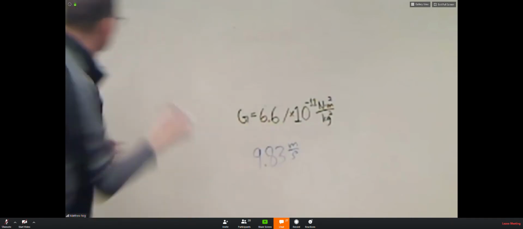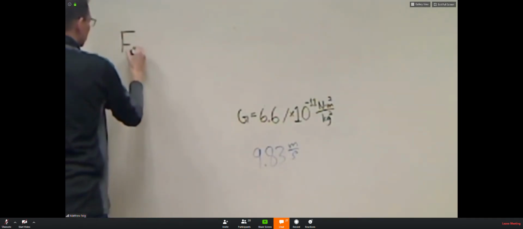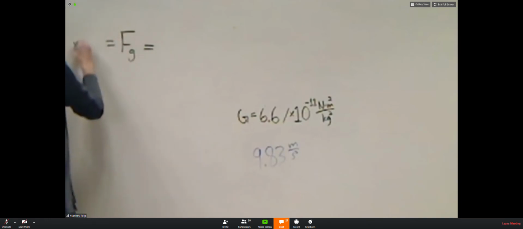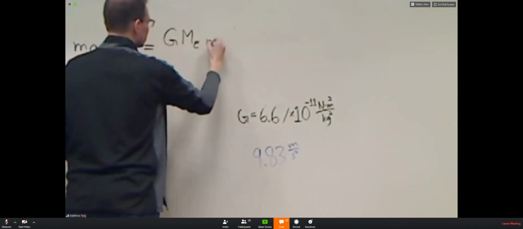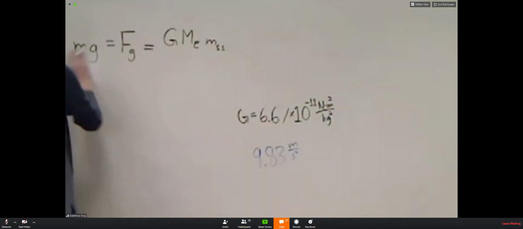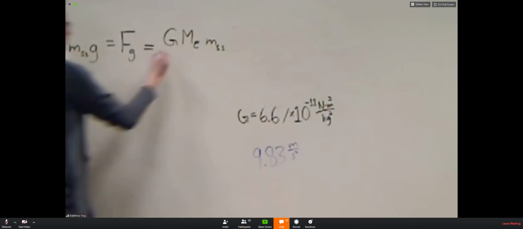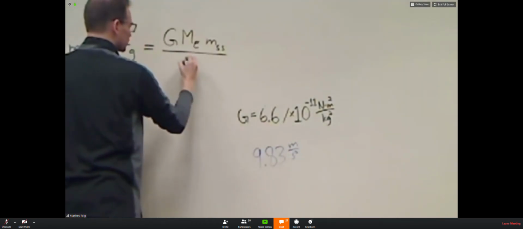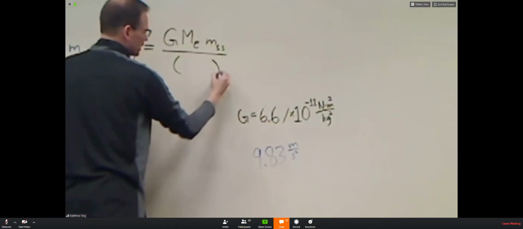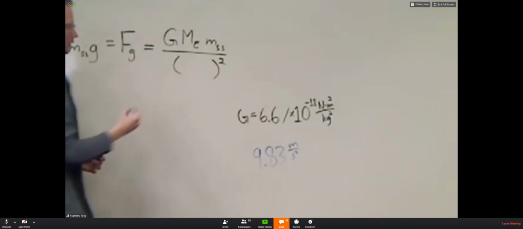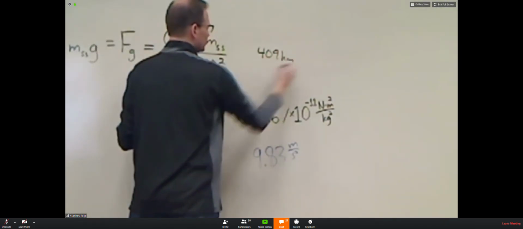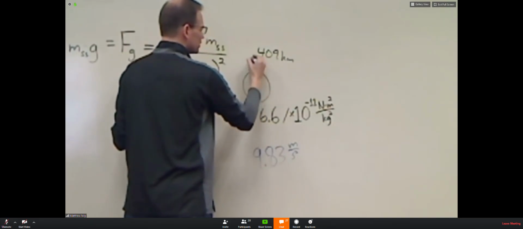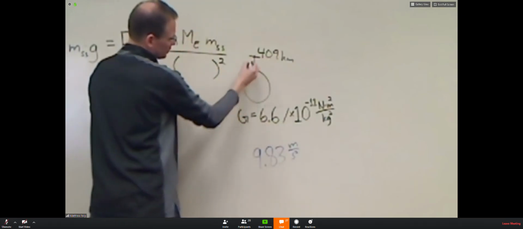And here we go. Force of gravity is m little g, which equals capital G, capital M mass of Earth, little m, where little m means the space station. But it's going to cancel out. And now what should I put in here for the radius? The radius is not 409 kilometers. 409 kilometers is the distance above the edge of the Earth to the space station. So what is the distance from the center of the Earth?